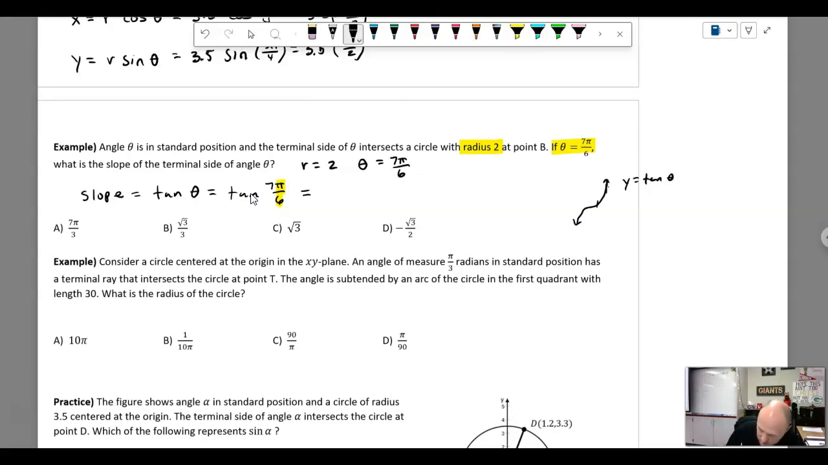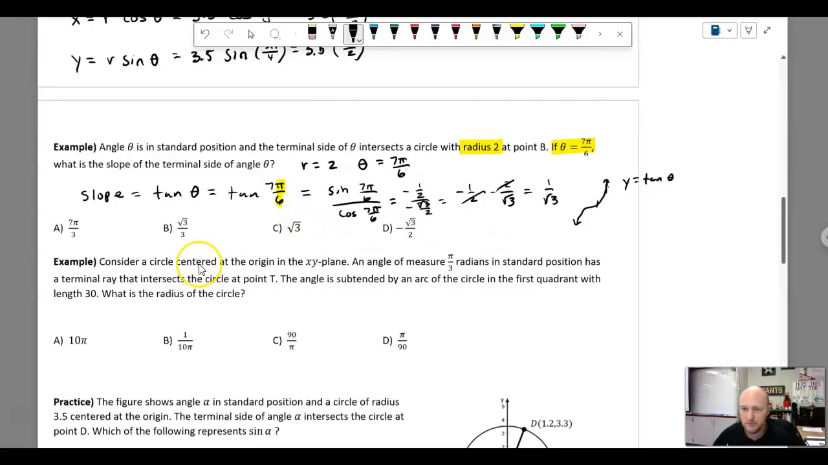And that's really the other way to do this: you convert this to sine of 7 pi over 6 divided by cosine of 7 pi over 6. And your pi over 6 angle values are negative 1/2 divided by negative root 3 over 2. So again, you could do this: negative 1/2 times negative 2 over root 3. The negatives cancel, you get 1 over root 3, which we know we have to rationalize. Anyway, the answer here is B.